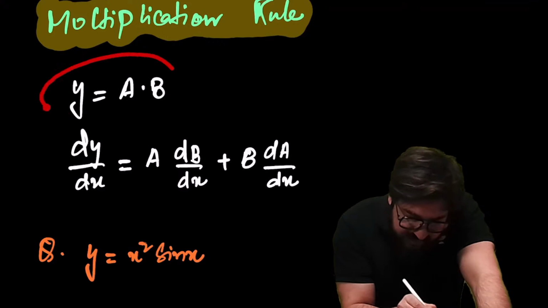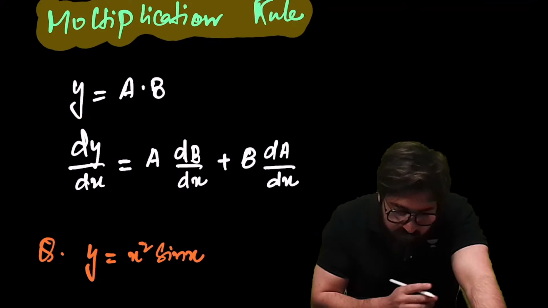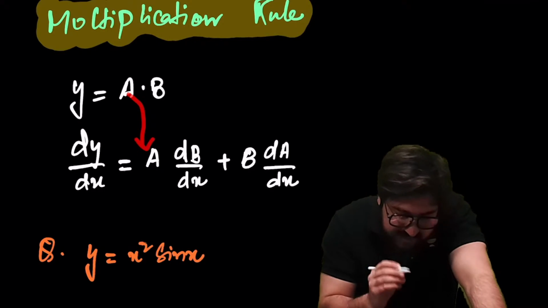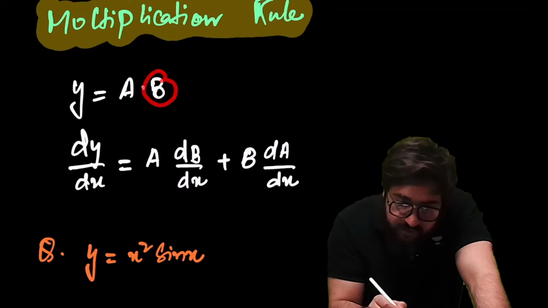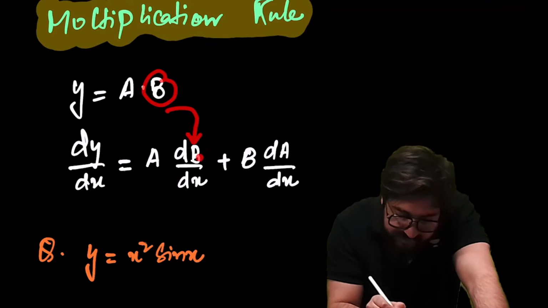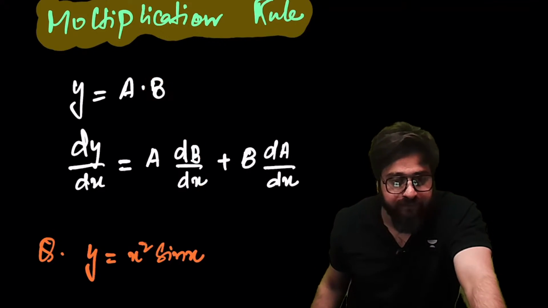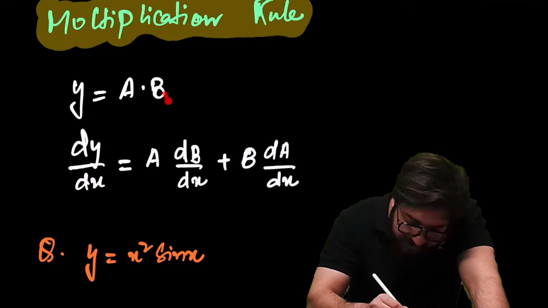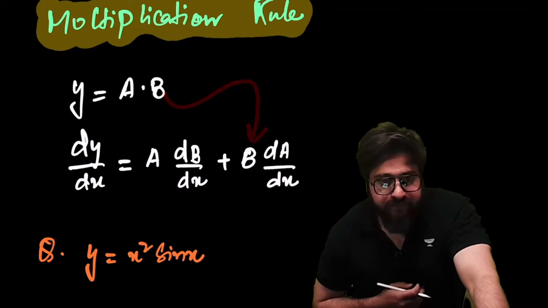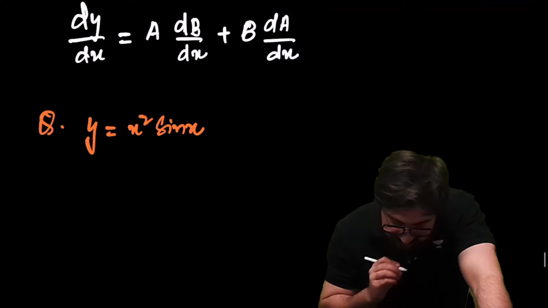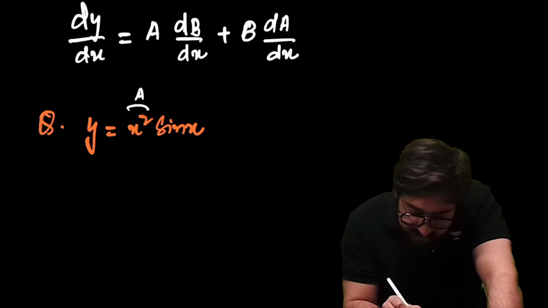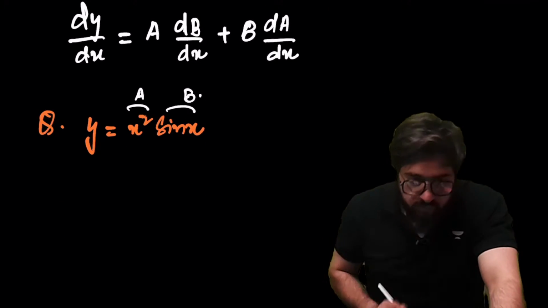In this case, if you have to differentiate it, what will you do? You will keep this a as it is. Then you will do the differentiation of b, dB by dx. And then you will keep the b as it is, and then you will do the differentiation of a. You can consider this a over here, and this b over here.